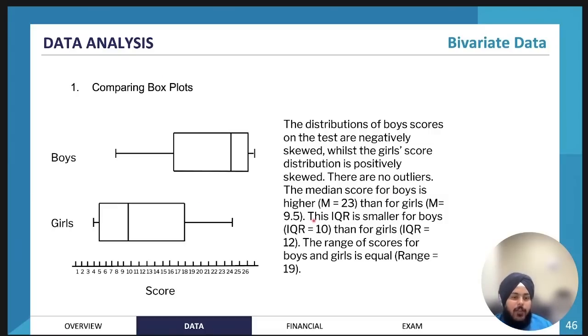Here again, we've compared the IQR. The IQR is smaller for boys, IQR equals 10, than for girls. Here I've also compared the range as well, but that's honestly a little bit of extra. But comparing the shape, outliers, median, and IQR is essentially what you need to get full marks.